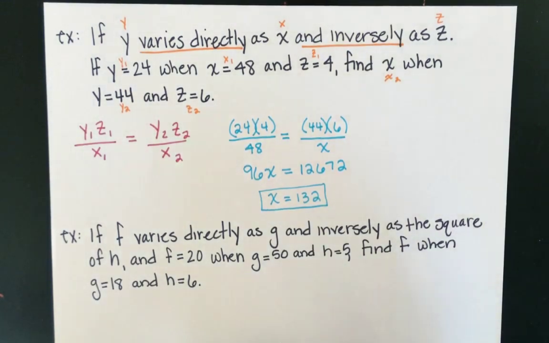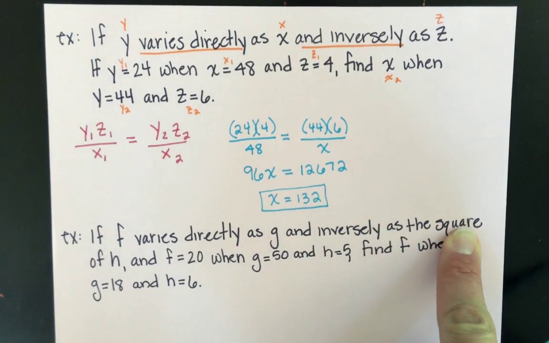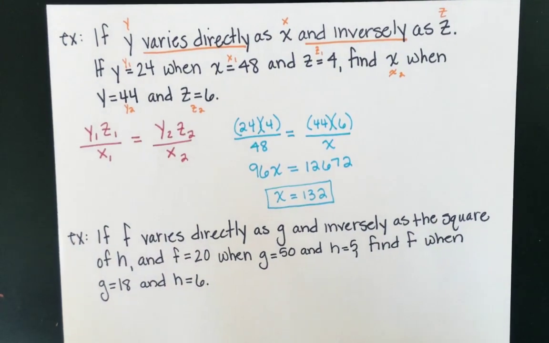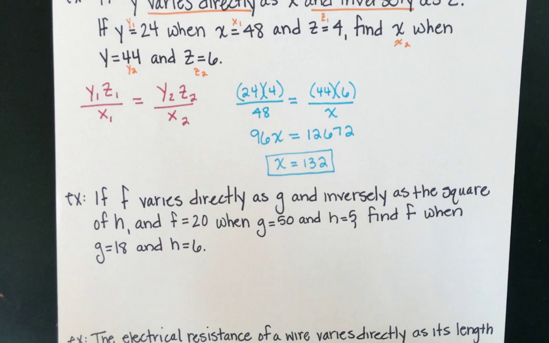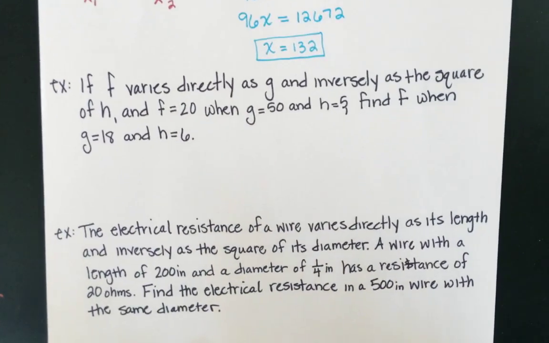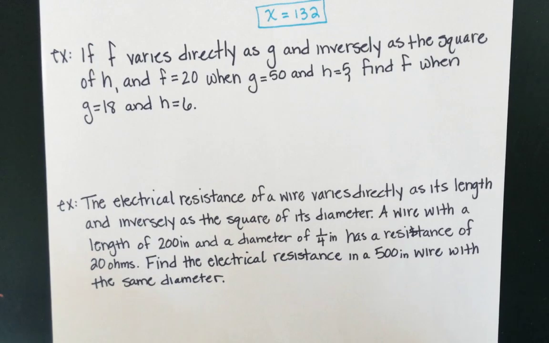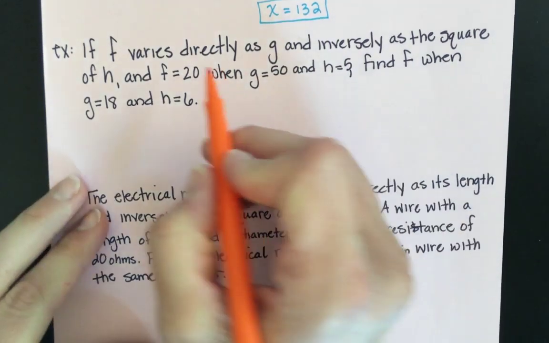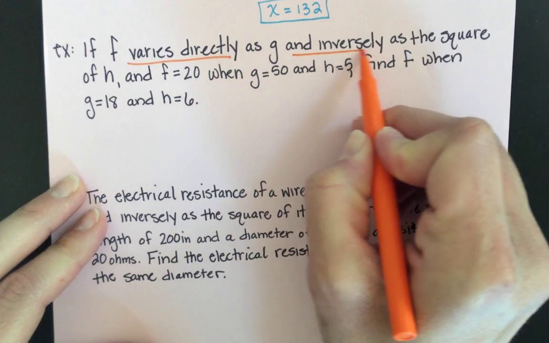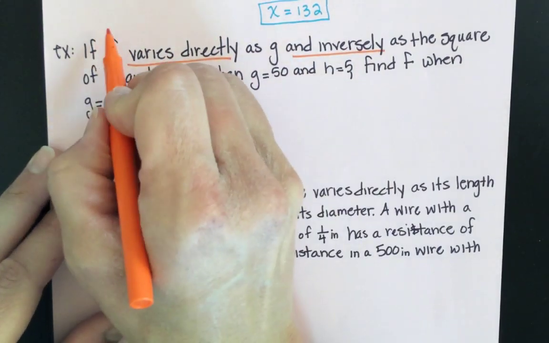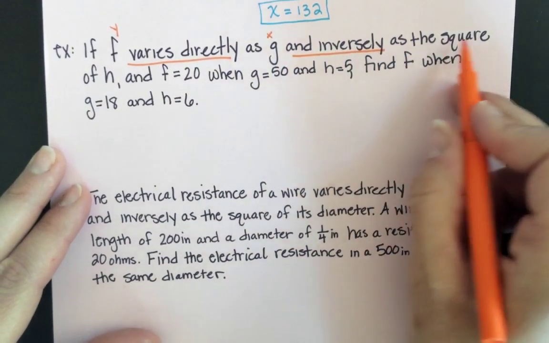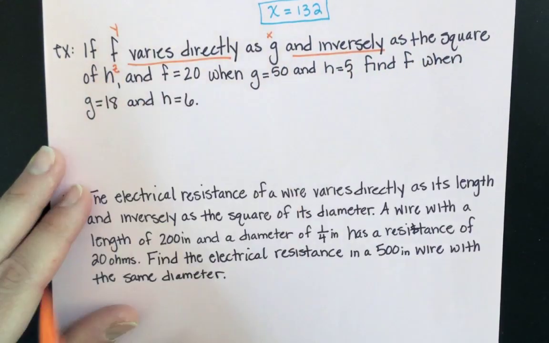So the last two, you can see already there's this word, the square of h. So again, the only thing that's going to be different in this one is we're going to have to square a number before we plug it in. And then I do have our science problem that's going to go with this in a little bit. So we have varies directly and inversely. Before directly is our y, after is our x, and the square of h, here's our z.